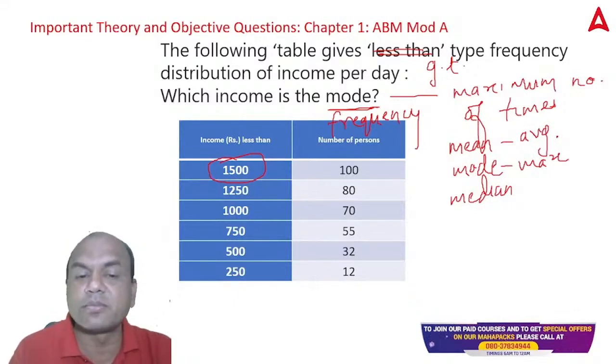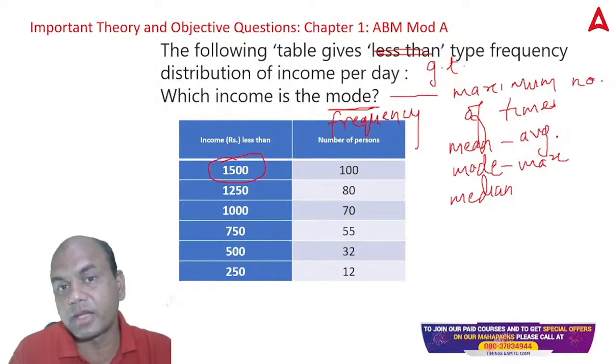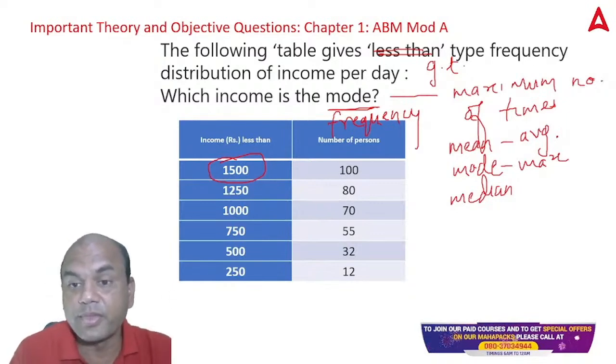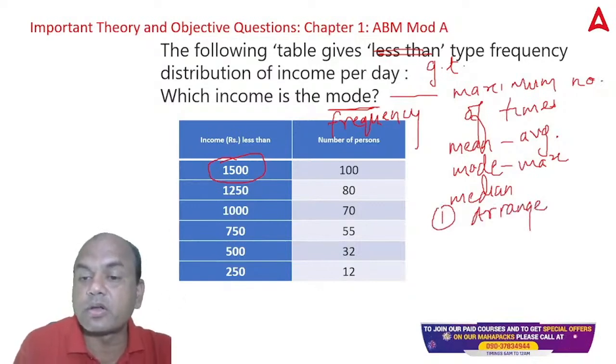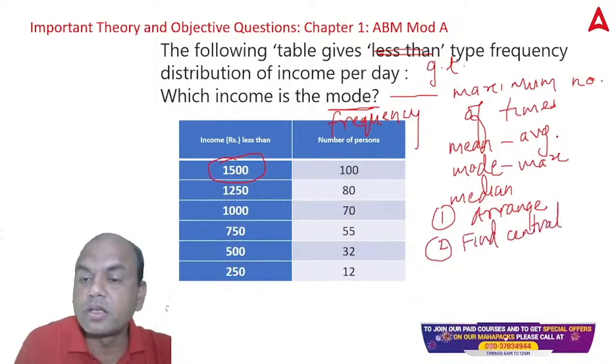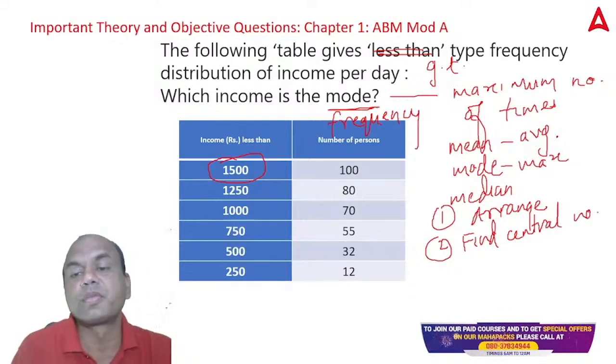I'll arrange these numbers in the serial order, either ascending or descending. There are two steps to median. First, arrange them in serial order. And then find the central number. This is known as median. So these three important terms are there in statistics.